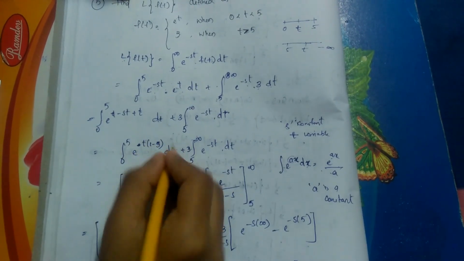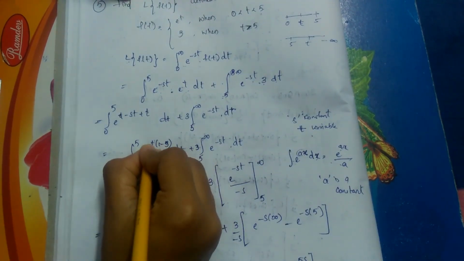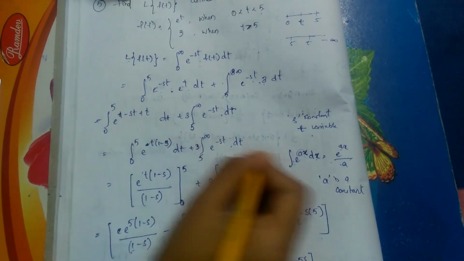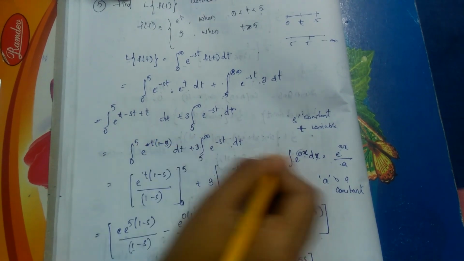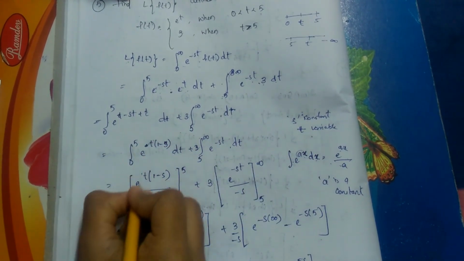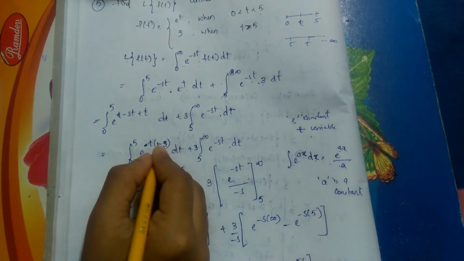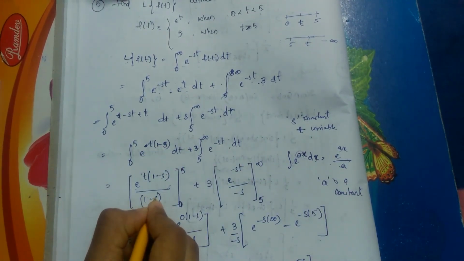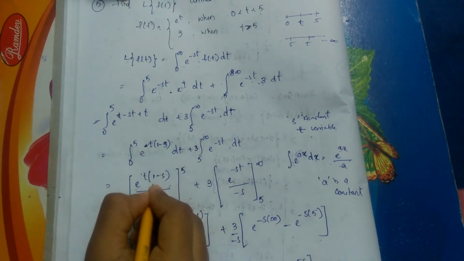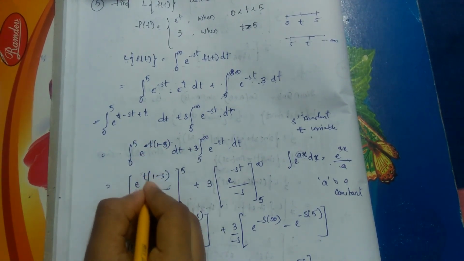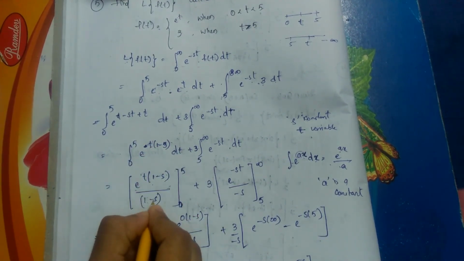So here 1 minus s is a constant and t is a variable. If you compare with this equation, here a is 1 minus s and x is t. So e power (1 minus s) into t divided by a, nothing but the constant, that is 1 minus s. So the integration of this is e power t of (1 minus s) by (1 minus s).